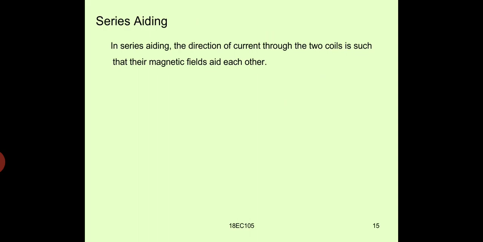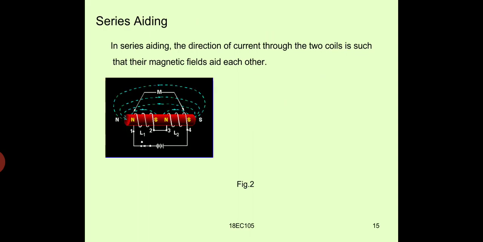In series aiding, the direction of the current through the two coils is such that their magnetic fields also aid each other. That means they support each other; they sum up. So here you can see in the circuit below how they look. It's like north south and north south, the polarities. So they are supporting each other. That is how it is.